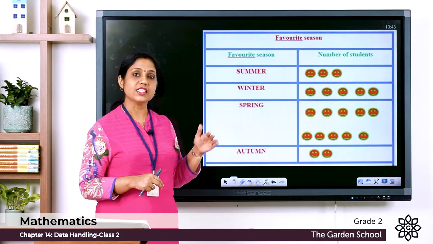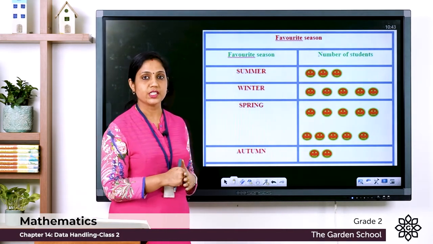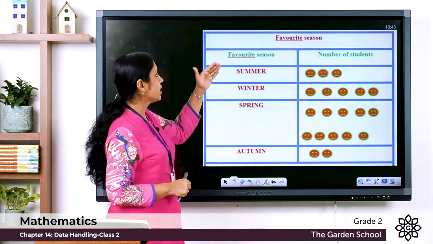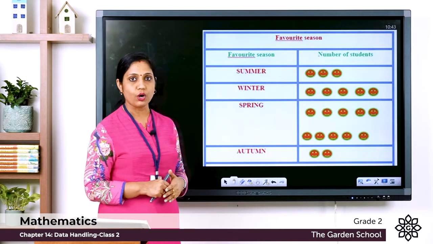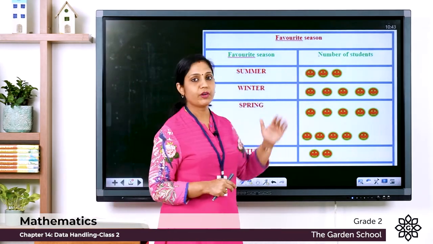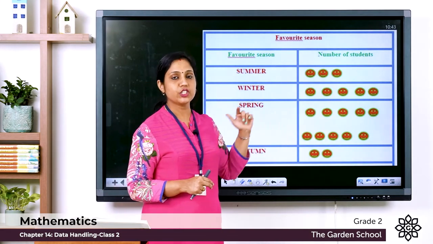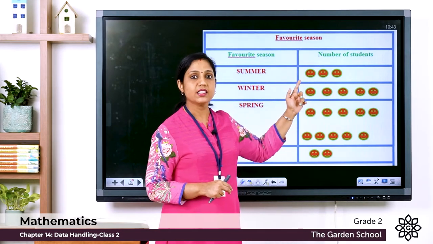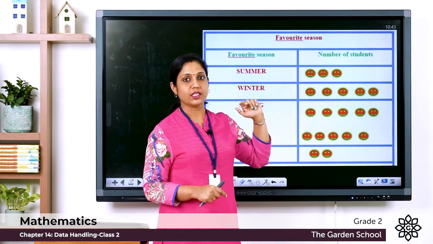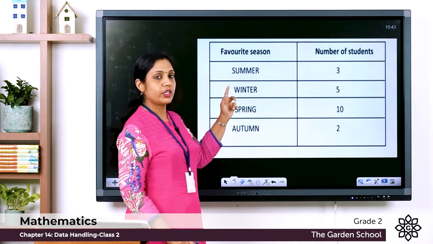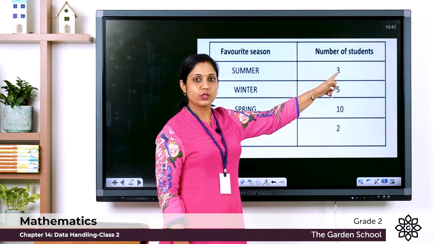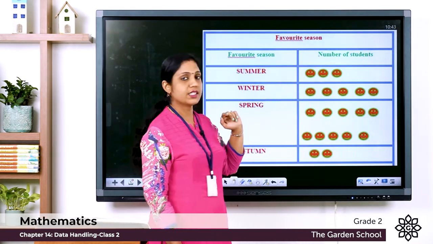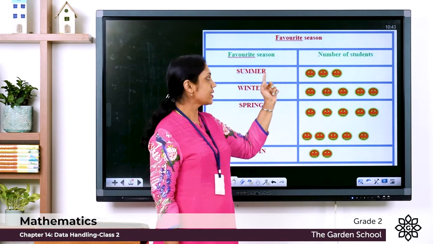Now here you can see the same data is represented using pictures. Here smileys are used. So let's see. Here the same thing, favorite season is given: summer, winter, spring, and autumn. Here on the right side you can see the number of students. Instead of numbers, here pictures are given. So look at this picture. Here for summer, you can see 3 smileys. That is, 3 students like the summer season. So 3 smileys for summer season means the number of students who like summer is 3.